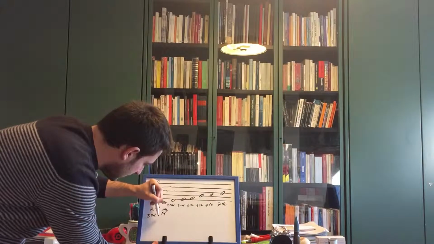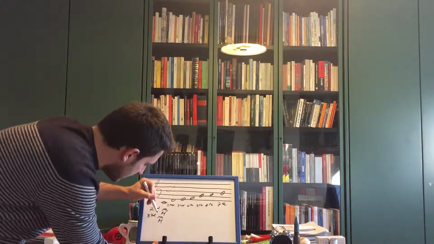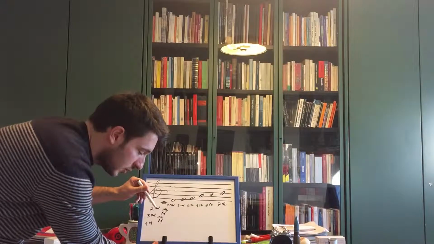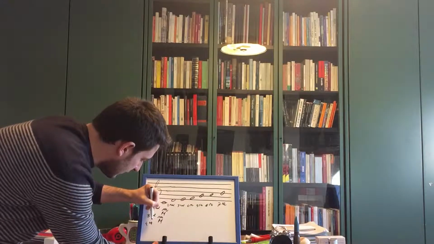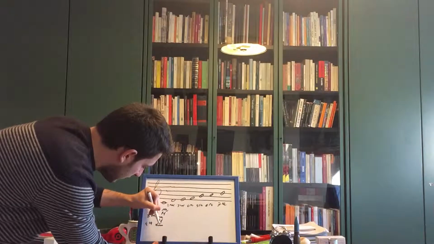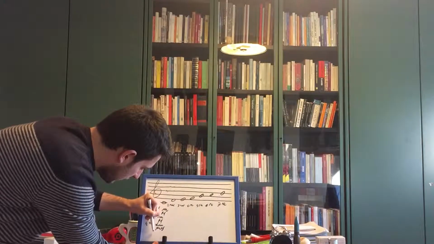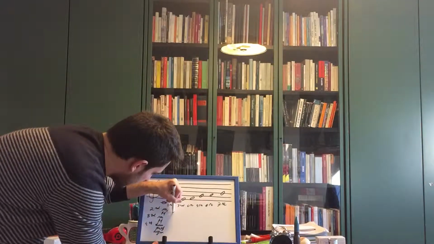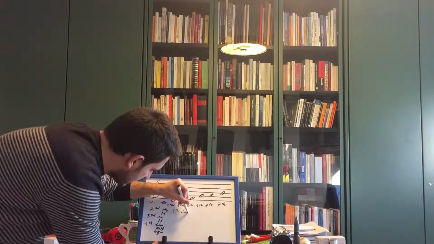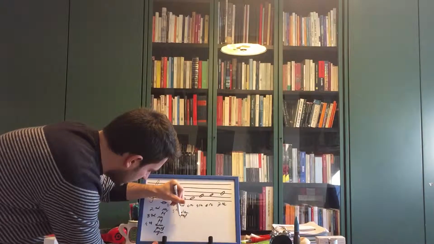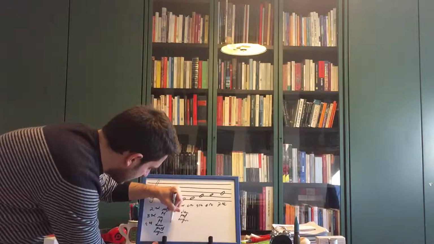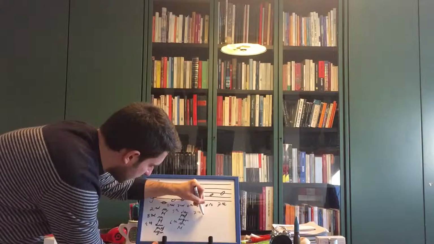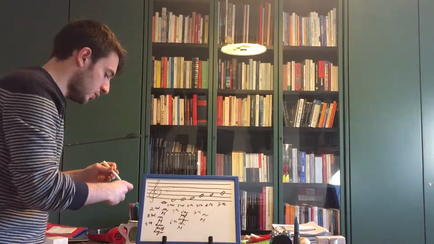This is the same with the third, which can be minor or major. The fourth, depending on if it's a semitone distance, a whole tone, or a whole tone and semitone, is called a diminished fourth, a perfect fourth, or an augmented fourth. It's the same with the fifth, which can be diminished, perfect, or augmented. The sixth can be minor or major, and the seventh can be minor or major.